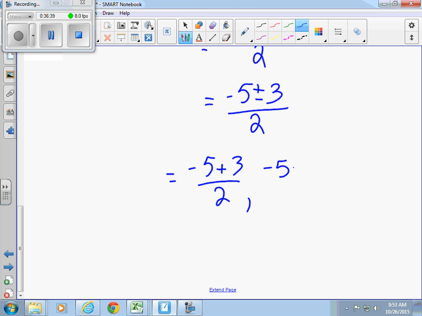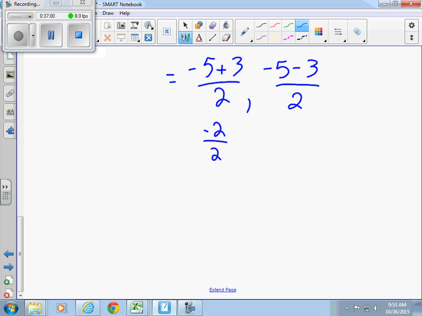I am going to take James's advice from earlier and say, okay, let's go ahead and separate this out just for my brain so that I don't have to think two things. You don't have to do that step if you can do it with it all in one. What is negative 5 plus 3? Negative 2. What is negative 2 divided by 2? Negative 5 minus 3 is negative 8, and negative 8 divided by 2 is negative 4.